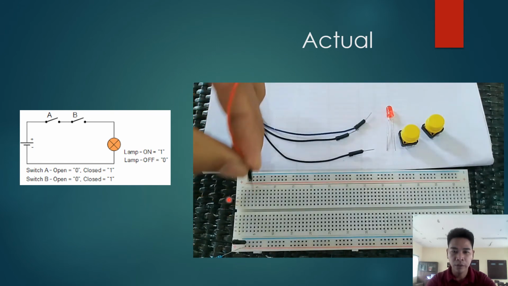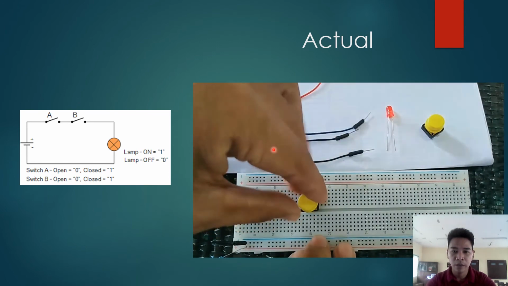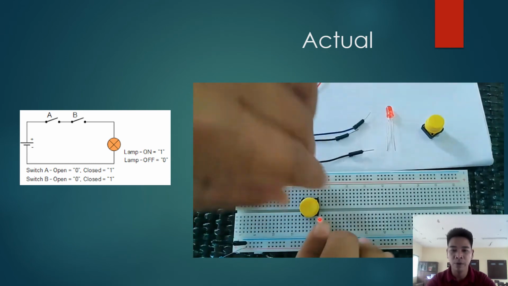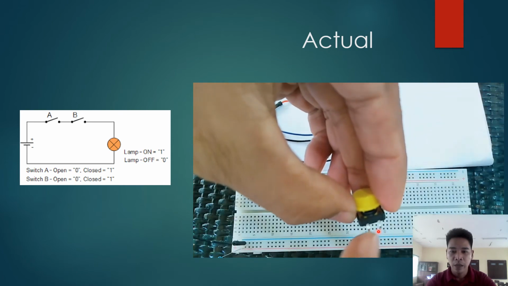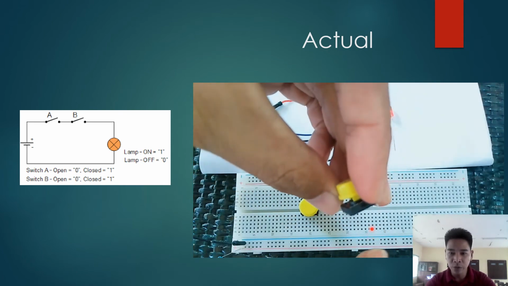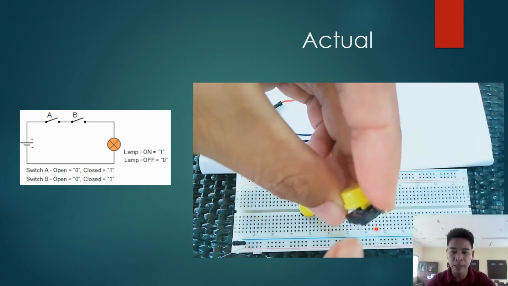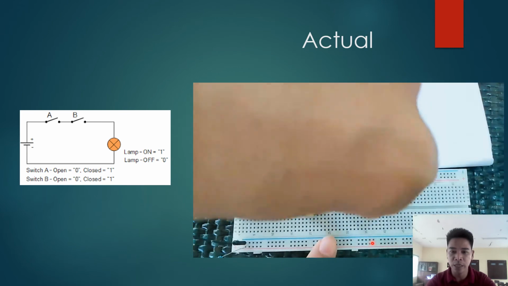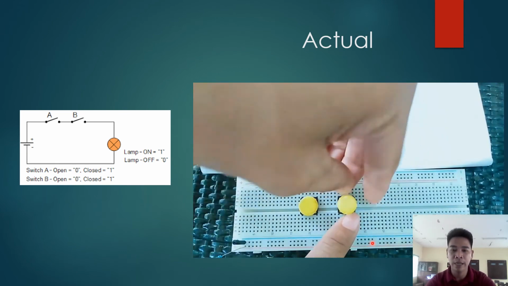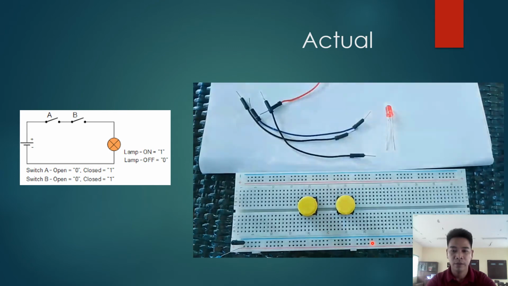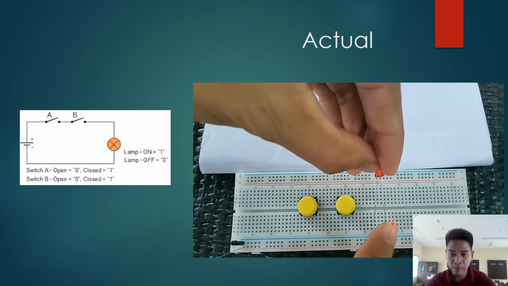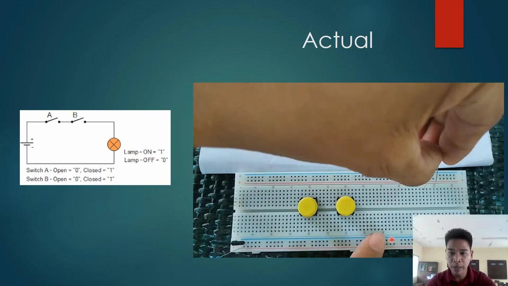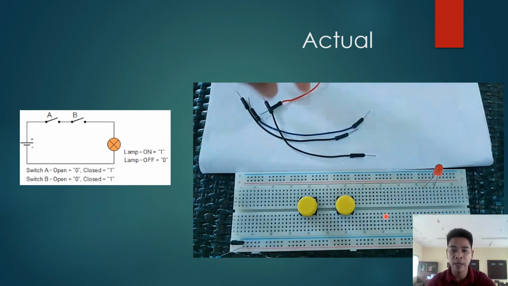And then connect the switches to the breadboard, switch A and then switch B. Okay, in using the switch, we use the legs that are close together. The switch has 4 legs, and what we use are the ones close together. Okay, remember that.